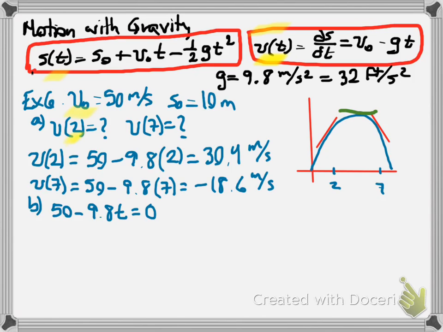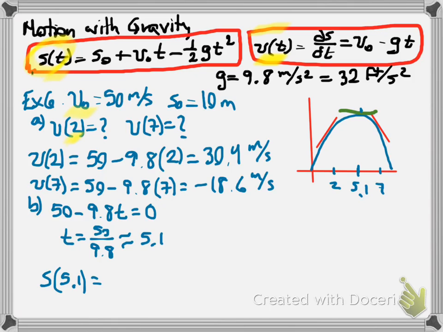If we solve for t, we will have that t equals 50 divided by 9.8, which is approximately 5.1. So right here at 5.1 is when the slope is 0, the maximum height. But what is that height? Well, we have the position equation here. So let's use it.